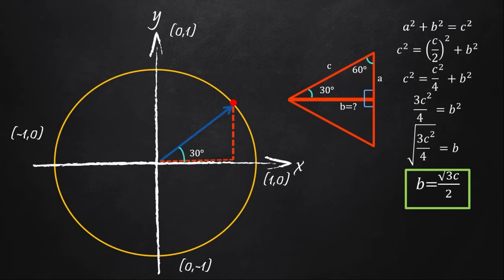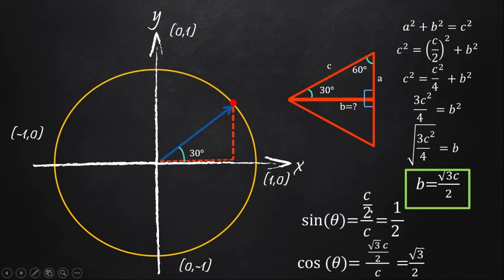And now we can proceed to finding the point. Sine theta is equal to C over 2 over C. That is C over 2 is this one, and then over the hypotenuse is this one. So sine theta is equal to 1/2. Cosine theta: adjacent is B, square root of 3 C over 2, all over C, and that is equal to square root of 3 over 2. Now we have the point on the unit circle. The point at 30 degrees or pi over 6 is equal to square root of 3 over 2, which is the x, and the y is equal to 1/2.